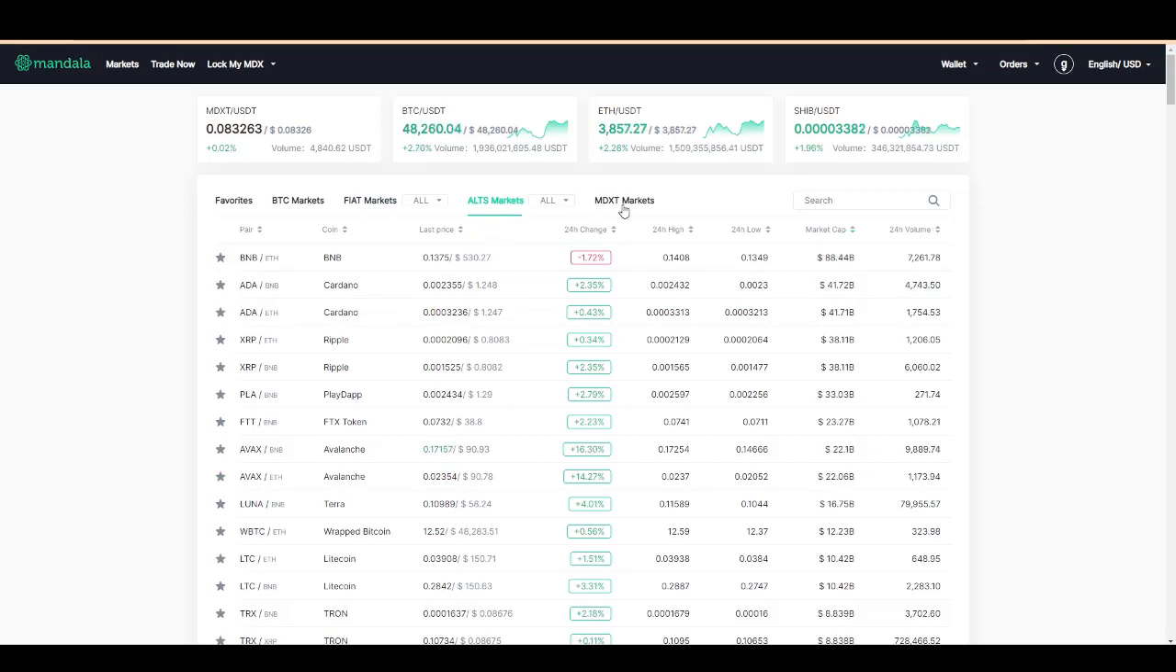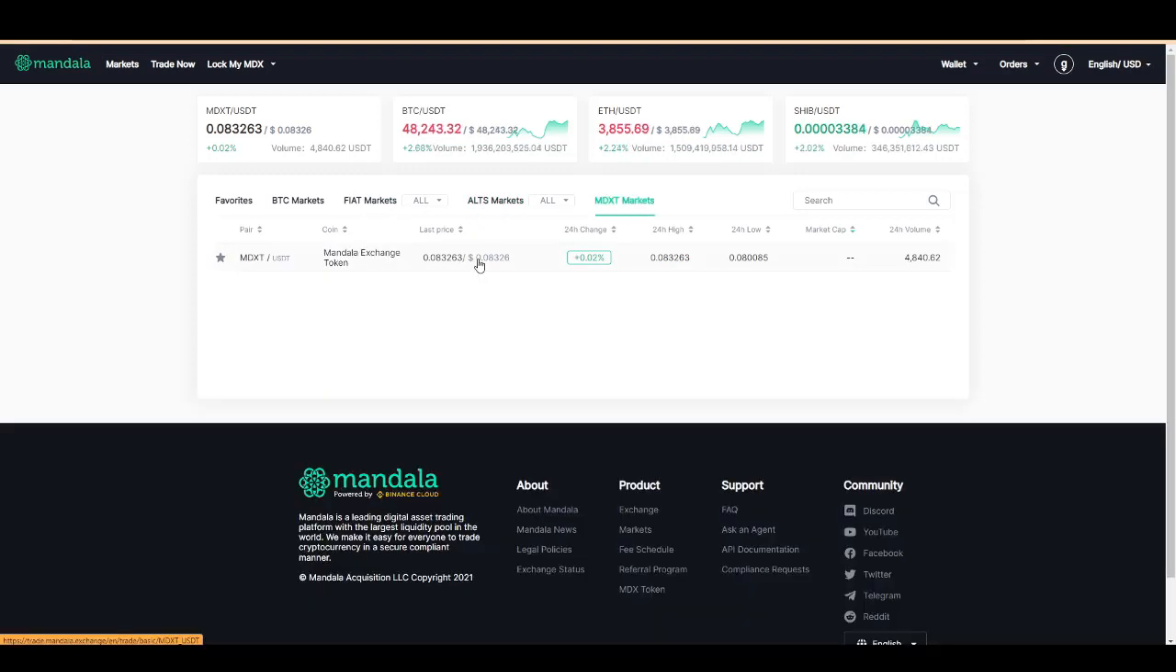And also they have the MDXT market. For now there is only MDXT USDT available, but I'm 100% sure in future they will be adding more and more pairs with the MDXT token.